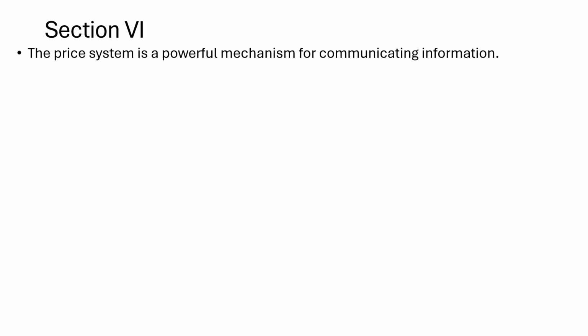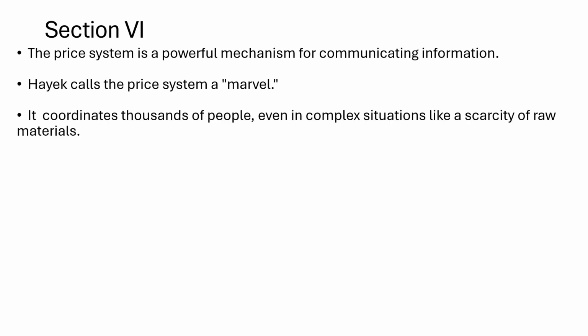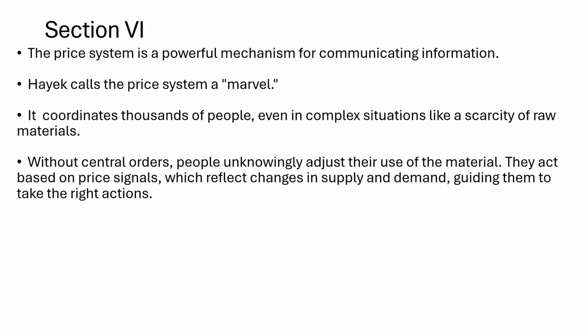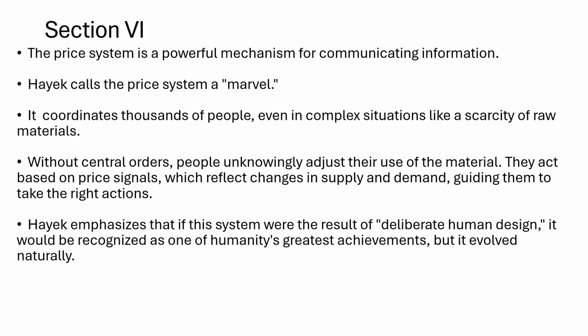The price system is a powerful mechanism for communicating information. Hayek calls the price system a marvel. It coordinates thousands of people, even in complex situations like a scarcity of raw materials. Without central orders, people unknowingly adjust their use of the material. They act based on price signals, which reflect changes in supply and demand, guiding them to take the right actions. Hayek emphasizes that if this system were the result of deliberate human design, it would be recognized as one of humanity's greatest achievements, but it evolved naturally.